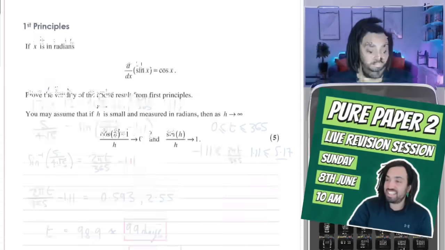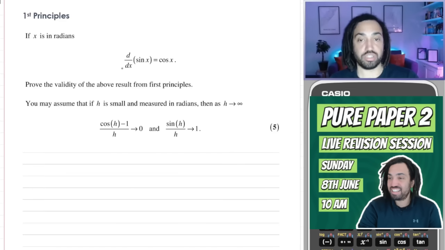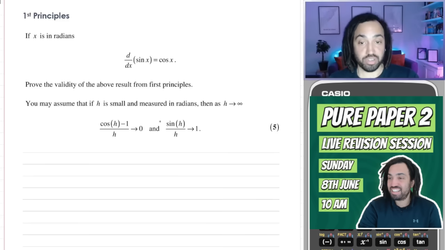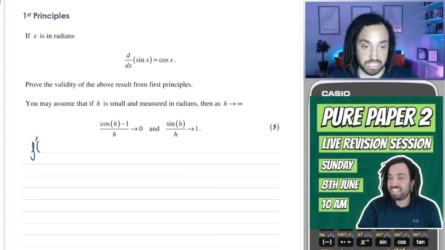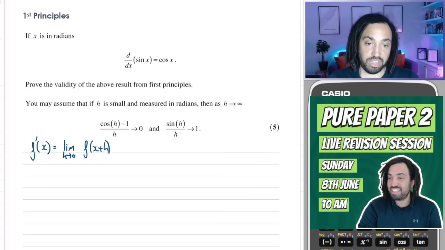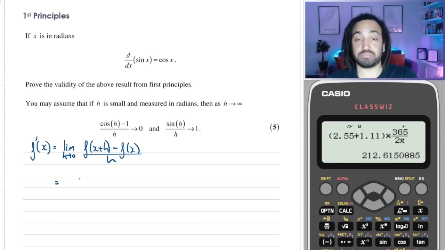Perfect. Okay, first principles. Absolute classic. This is to differentiate sine into cos. So we get given these things here. What is the formula for first principles? Well, f dash of x is equal to the limit as h tends to 0 of f of x plus h minus f of x all over h. Now that is given in your formula book, so you don't need to worry about memorizing it.